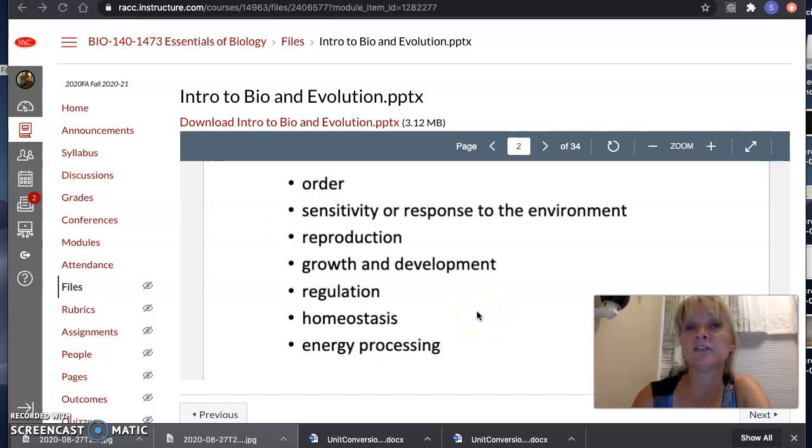Because what if it's a new bacteria that comes out? We want to know if it's considered alive or not, and it can do damage to us. So it would have to do all these things. Well, what are these things?